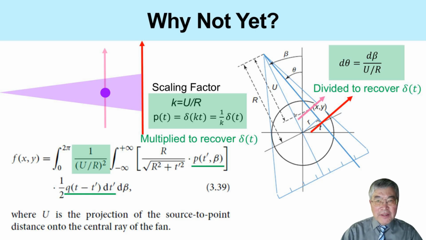When we convert a small change in beta to a small change in theta, we divide by U over R. That is the situation shown on the right side. So one effect gives us a multiplication by U over R, and the other effect gives us a division by U over R. So as a result, these two factors cancel each other. Therefore, we are not done yet.